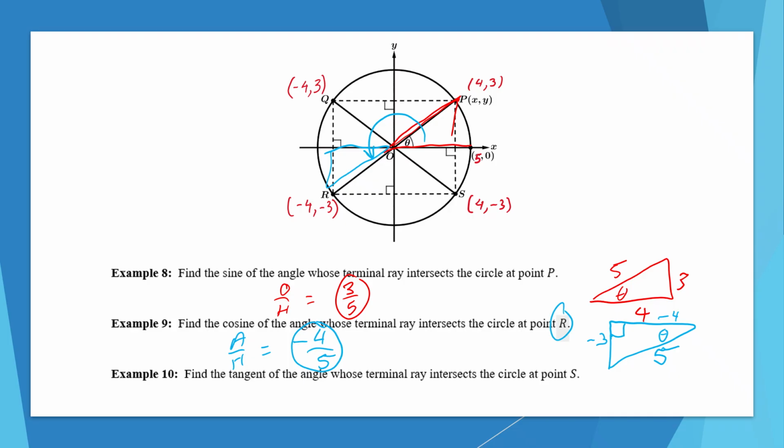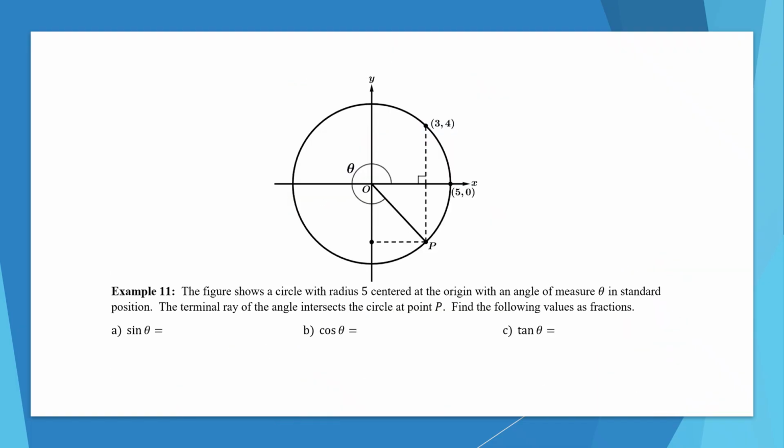Number 10, we're looking at point S. So that as an angle measure should be this whole thing, which means we're going to extract this triangle right there. Drawing out that triangle, we should have a right angle and then theta. This is going to be +4, -3, and then +5 as our radius. And we want tangent. So we want opposite over adjacent. Opposite here is -3. Adjacent is 4. So -3/4 should be our answer for example number 10 there.